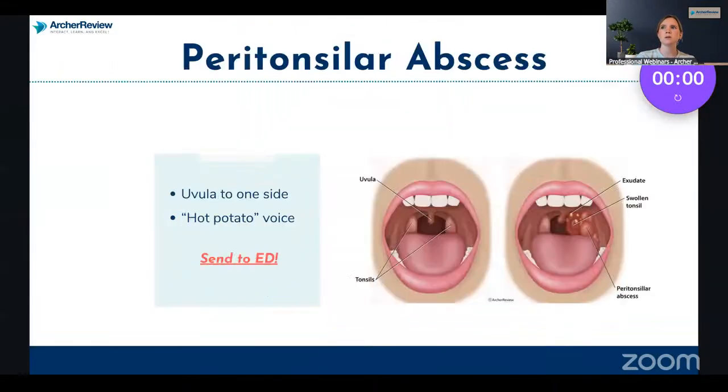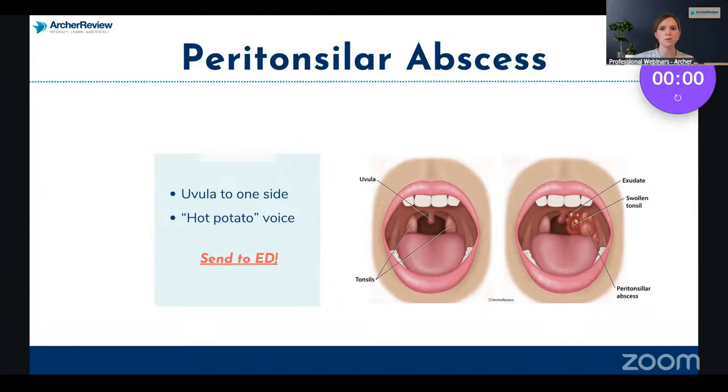All right, so our next one. This is a patient, we are looking at their throat and we see that their uvula is displaced to one side and they've got that classic hot potato voice. That means they cannot close their mouth all the way to articulate, so they're obviously having some serious inflammation in their throat. So this would be a peritonsillar abscess. This is an emergency. We send them over to the emergency department. It will need to be evaluated and drained. So again, if you see that uvula displaced and they've got the hot potato voice, go ahead and refer them to the emergency department.